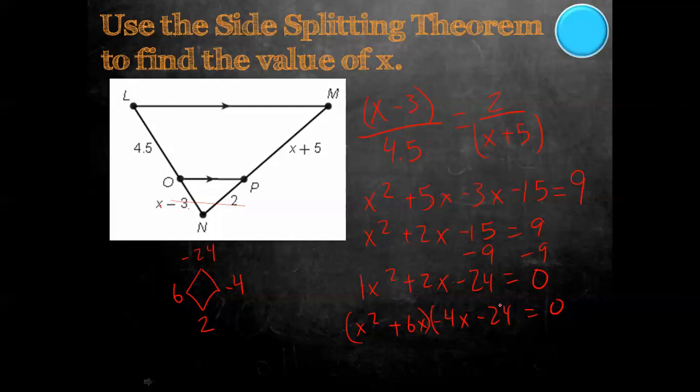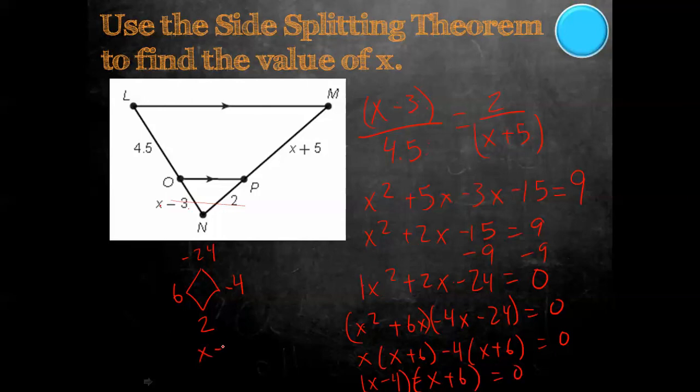Group them together. Right here I can take an x out, that's it, and that leaves me with x plus 6. Here I can take out a negative 4, and that also leaves me with x plus 6. So now I have x minus 4 times x plus 6 equals 0. So I have x minus 4 equals 0 and x plus 6 equals 0. Add 4, minus 6, and you get x equals 4 and x equals negative 6.